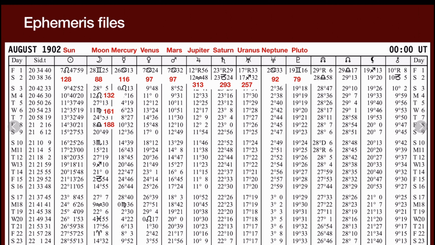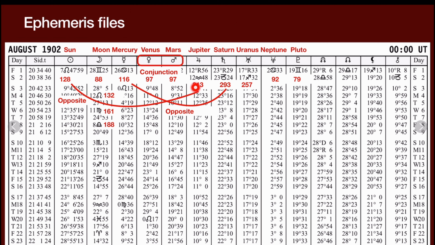Now what you've got to do is look at the aspects between the planets. So for example, you need to take 293 minus 116. Now that's a few degrees off 180, but essentially 180 degrees is opposite, and that's considered a negative aspect.